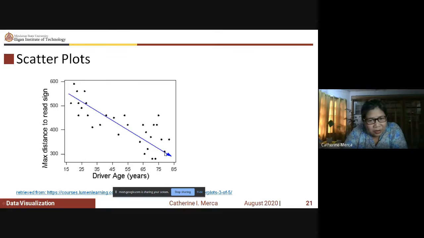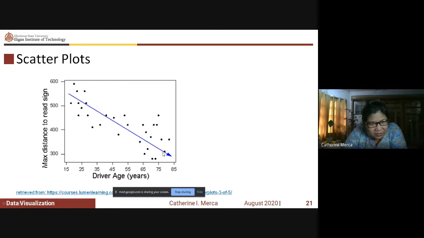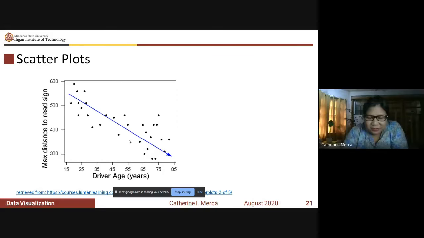Okay? So, what is the relationship between the maximum distance to read a sign and the driver's age? Based on this graph, what can you say? Inversely proportional. Inversely proportional, yes. Because as the driver's age increases, his maximum distance to read a sign actually what? Decreases. The age increases, but his maximum distance decreases. Yes, that's why you say inversely proportional, correct.